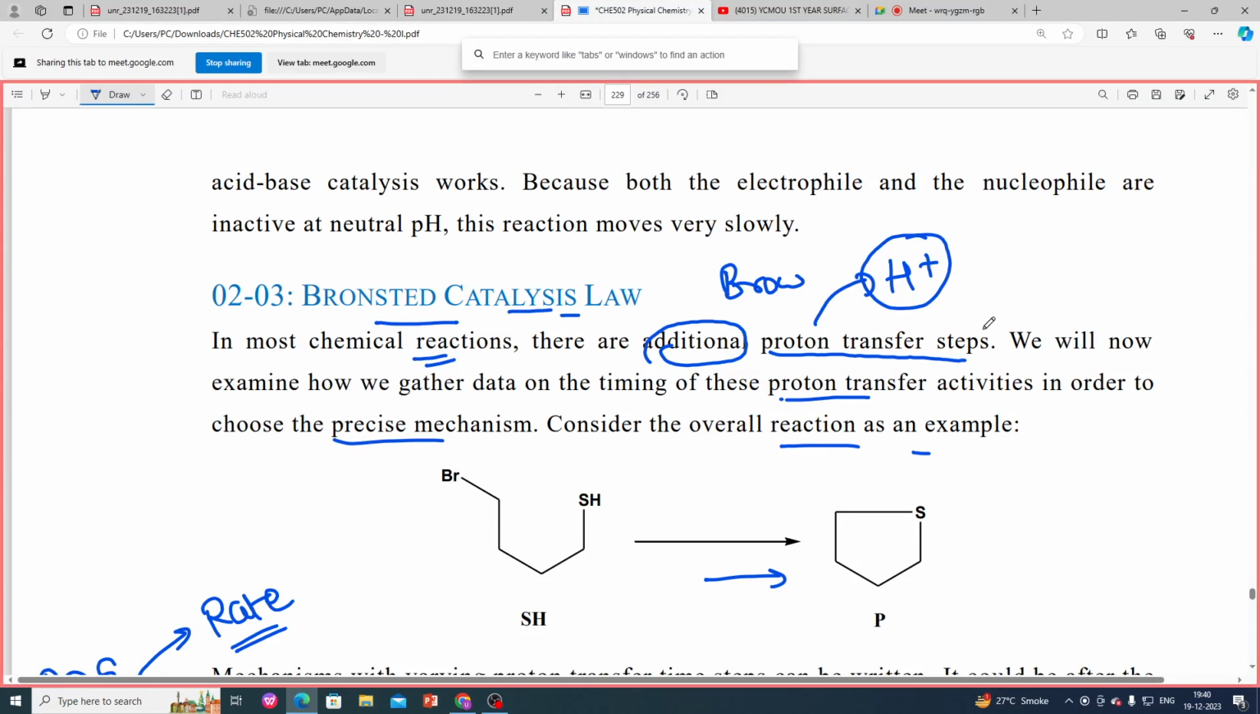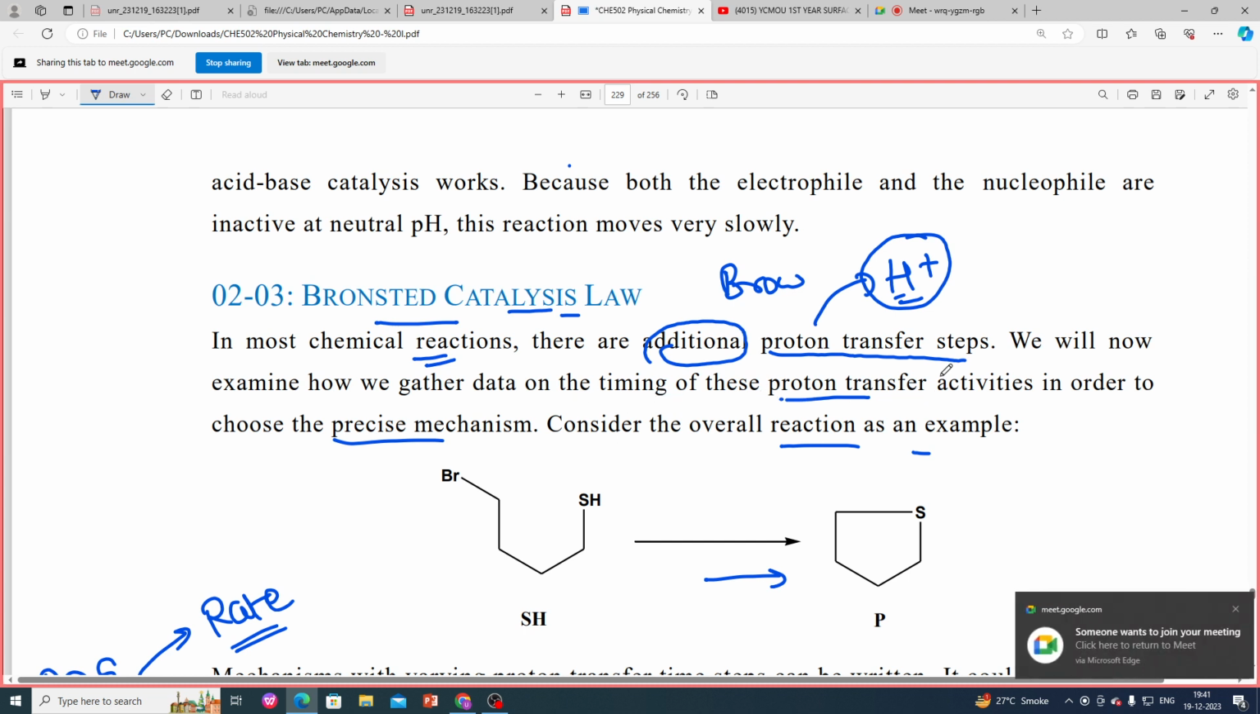तो हमने यहाँ से आज शुरुआत की है ब्रॉन्स्टेड कैटेलिसिस का। पेज नंबर आई थिंक 228 रहेगा। यस 229 मैडम। तो ब्रॉन्स्टेड कैटेलिसिस लॉ में क्या देखा, इन द मोस्ट केमिकल रिएक्शन देयर आर एडिशनल प्रोटॉन ट्रांसफर। ओके, दैट मीन्स द H प्लस को हम लोग प्रोटॉन बोलेंगे। We will now examine how we gather data on the timing of these proton transfer activities in order to choose the precise mechanism.